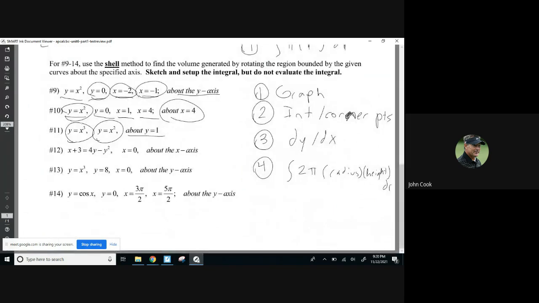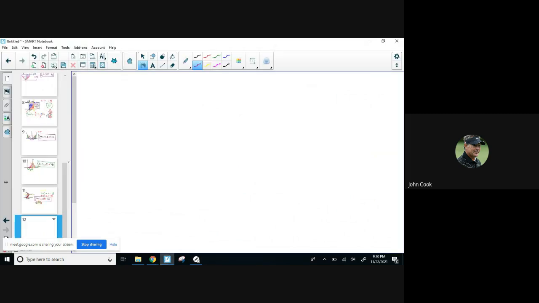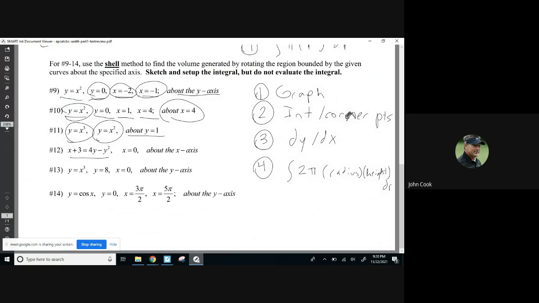Number 12. So looks like we got another one of those ones where you got y squared. And if you were paying attention, the easiest way to do this is just to change the variables up. So all you got to do is just switch from x, y axis to y and x, and then just graph it out on your calculator. Just switch the variables around basically.